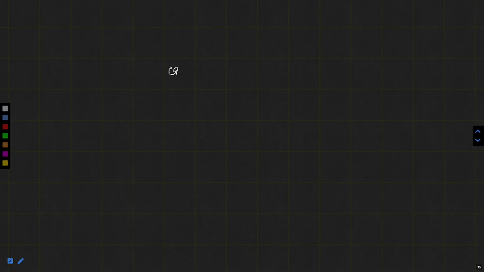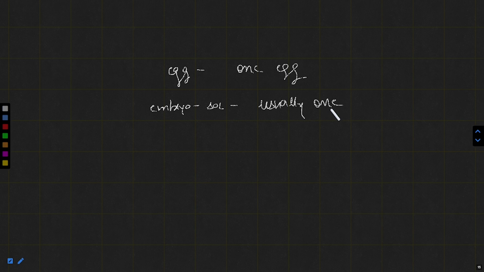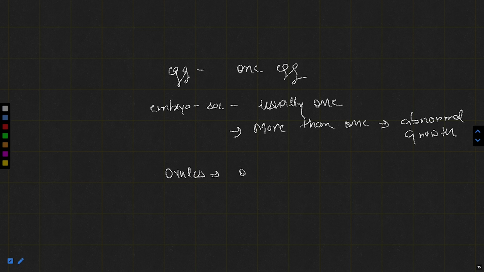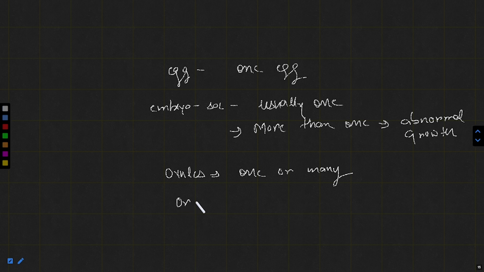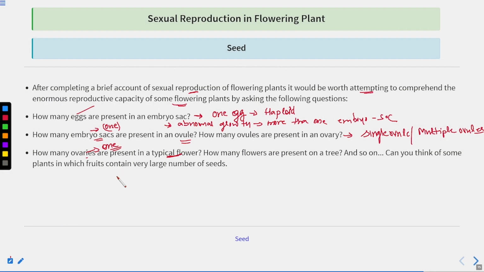So we can write about the egg: usually one egg is present. If we talk about the embryo sac, usually one embryo sac is present, but more than one can be present due to the abnormal growth. Then ovules can be one or it can be many. Then the ovary can be one. Usually it is one. Clear?